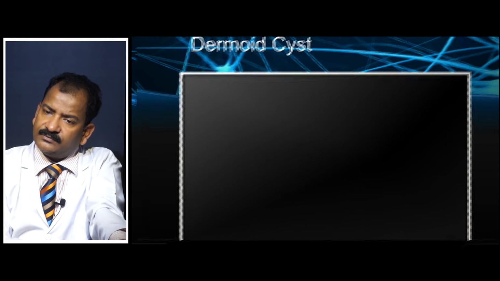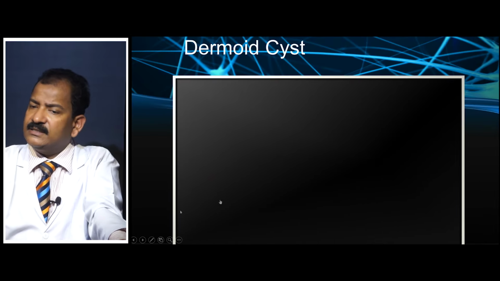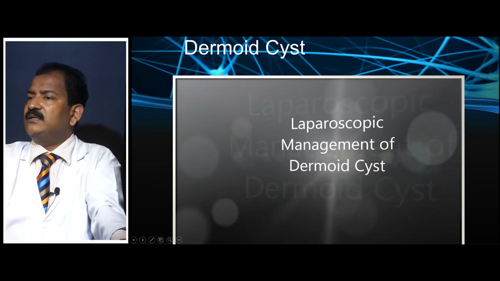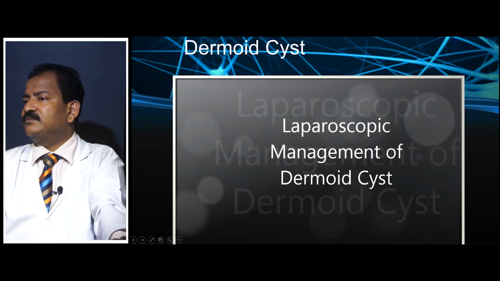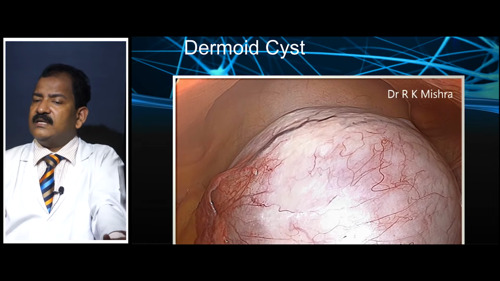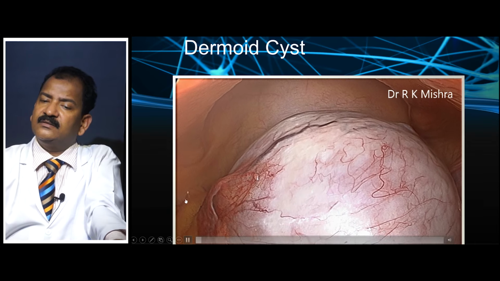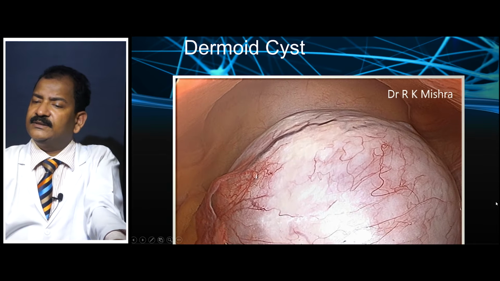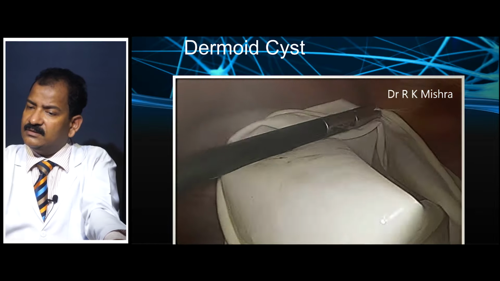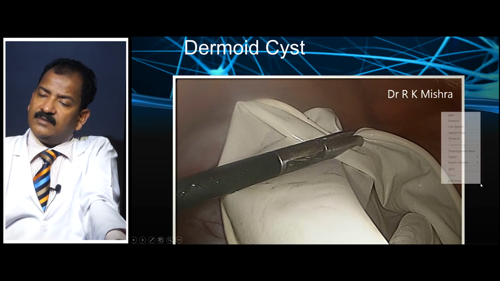Sometimes you have the dermoid cyst. In dermoid cyst, it is always better that you bring one endo bag and put it there by the side of the cyst. This is the fimbria, this is the cyst. Do you know dermoid cyst has a lot of problems? I will tell you.